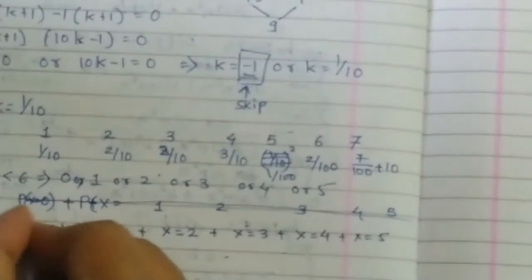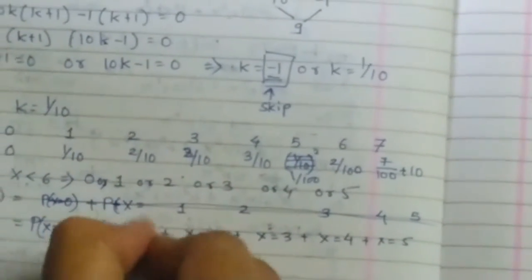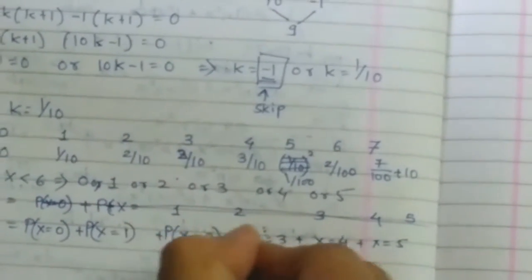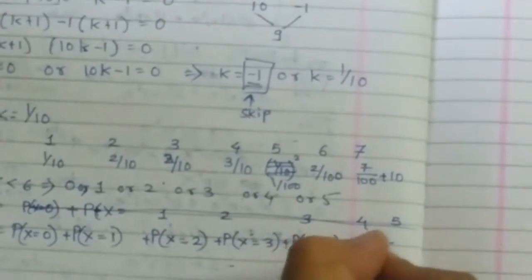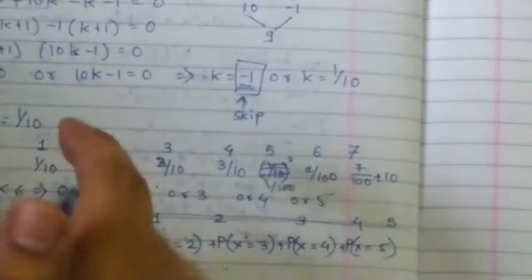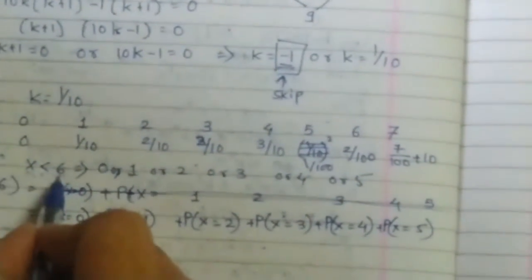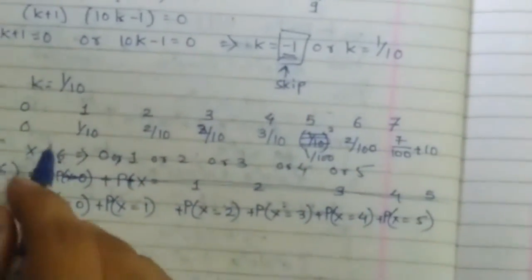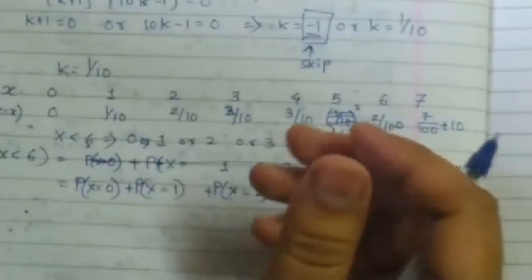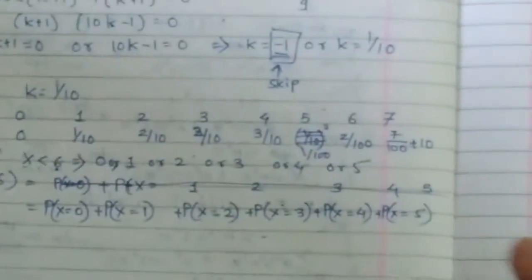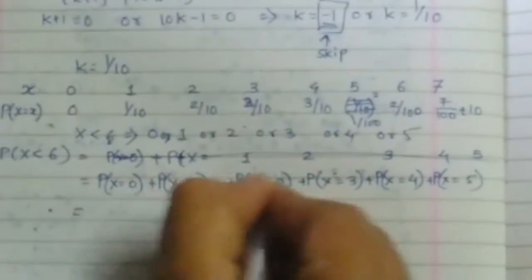Okay, so therefore p of x is equal to 0 or p of x is equal to 1 or p of x is equal to 2 or p of x is equal to 3 or p of x is equal to 4 or p of x is equal to 5. In other words, x is less than 6 means the value of x is at most 5. At most 5 means there is a possibility of x being 0, 1, 2, 3, 4 or 5. That's it. Now substitute these probabilities.